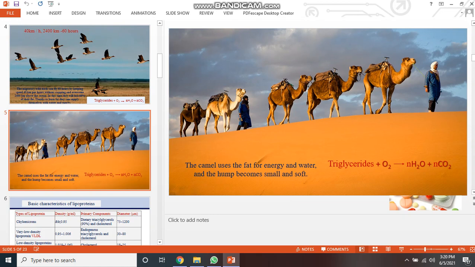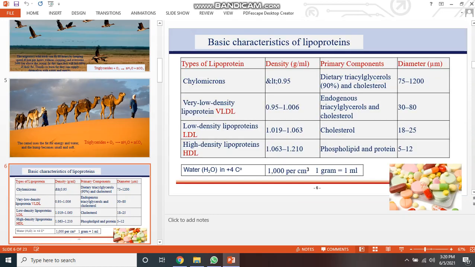And the camel uses fat for energy and water, and the hump becomes small and soft. Triglyceride plus oxygen converts to hydrogen and carbon dioxide.